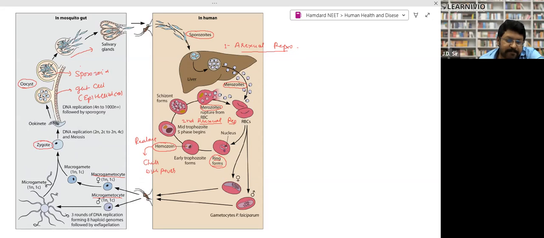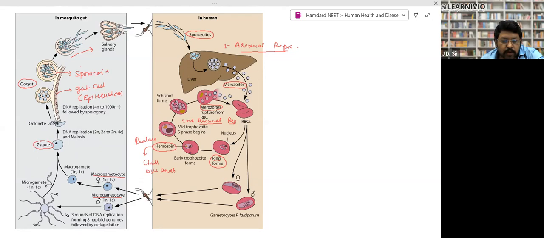Note down the next point. Inside RBC, the malaria plasmodium makes a ring-shaped structure. These are all the questions which I am dictating. It makes a ring-shaped structure.